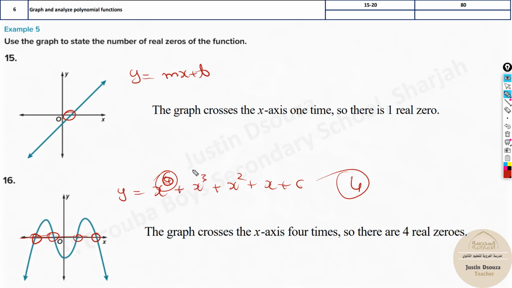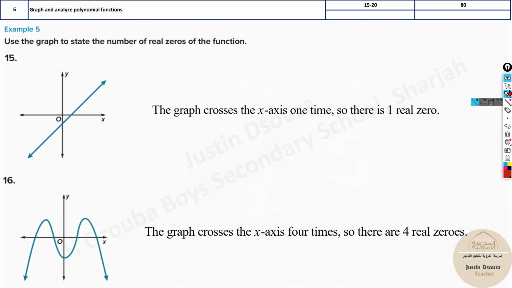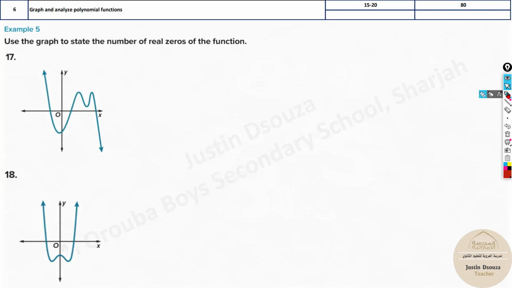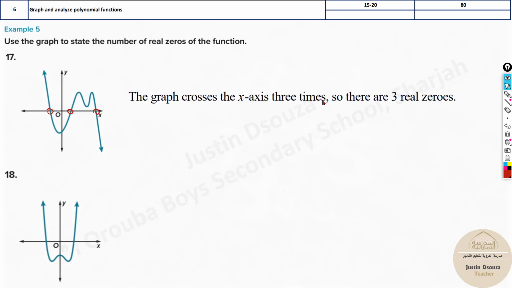And there might be 2 imaginary roots. But this more likely looks like x to the power 4. Just look at the intercepts and you will understand. Here we can see 1, 2, 3, and this one is not touching. So only 3. There are imaginary roots as well, sorry. This answer is 3 over here. What about this? Only 2.